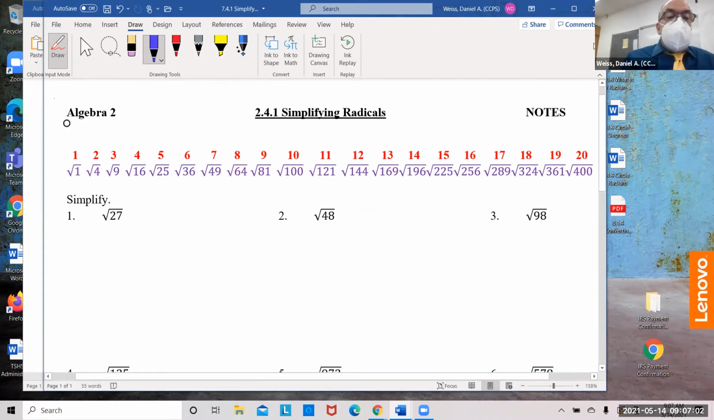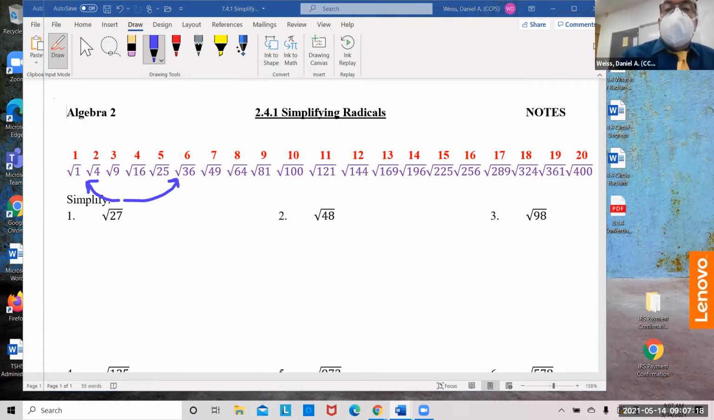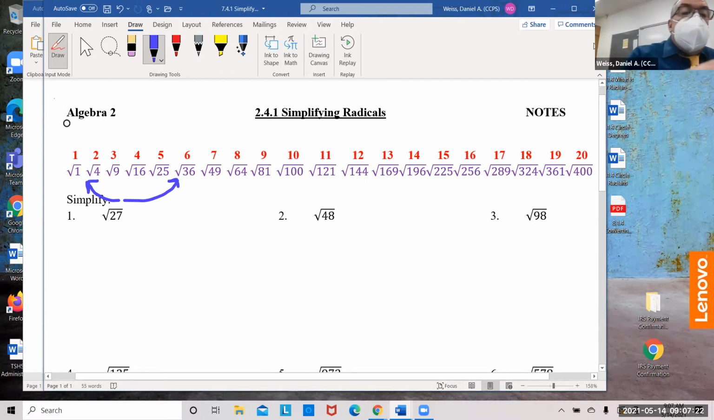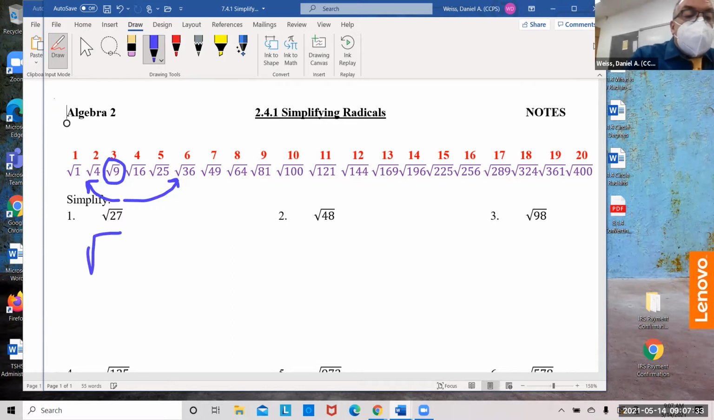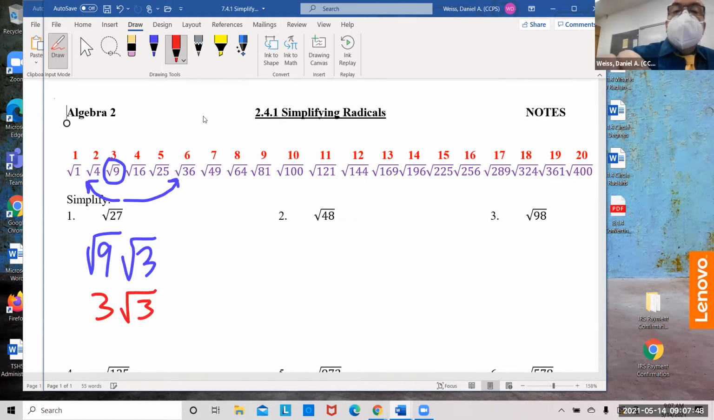All right. So the square root of 27, the question is, which of these purple square roots goes into 27? Would you agree that 9 goes into 27 evenly? This 9 right here? In other words, the square root of 27 is the square root of 9 times the square root of 3. What is the square root of 9? That would be 3. Okay. So the square root of 27 is the same as 3 square root of 3.